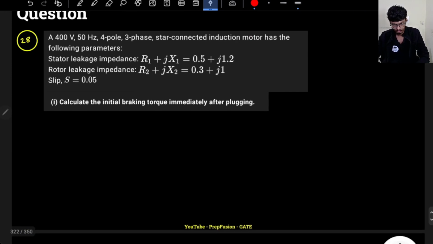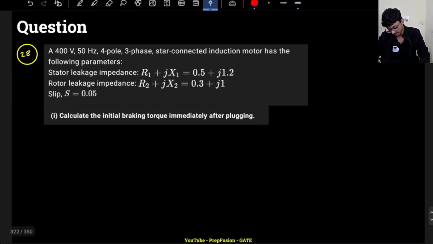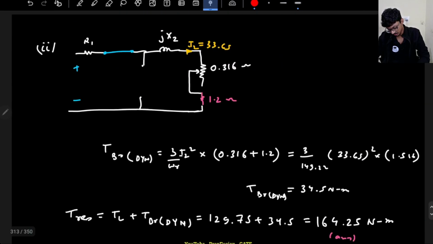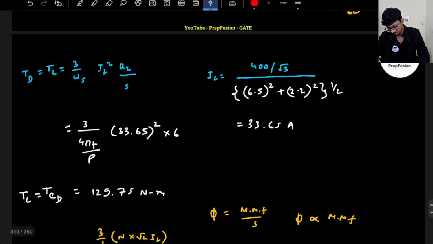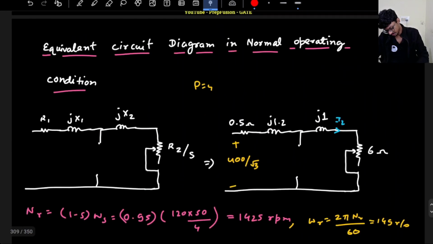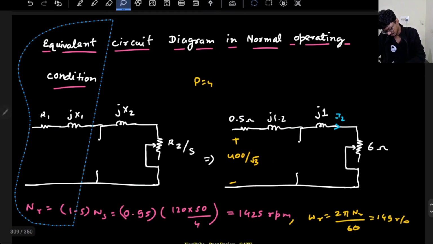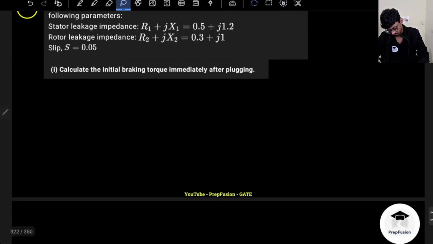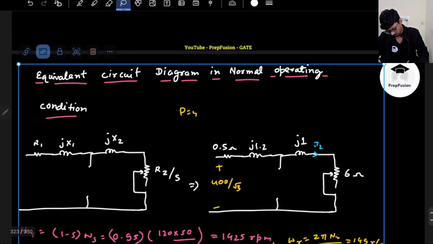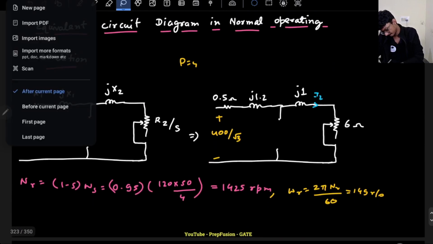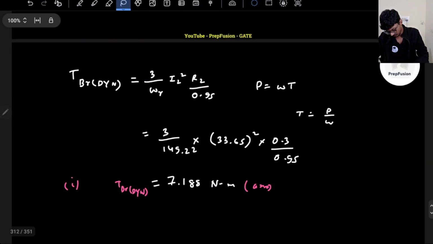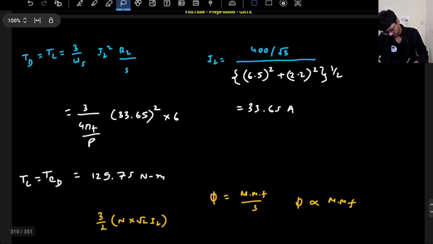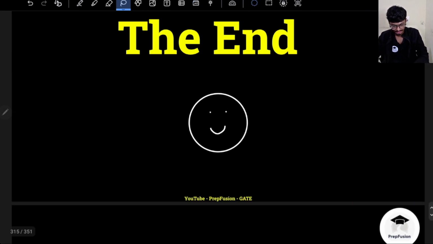Okay. So now let's solve the same question, right? Same question as the previous one, but here we have to calculate the initial braking torque after plugging. So basically the first part will be the same: the calculation of the current, the calculation of the load torque, that will not change because the circuit itself has not changed. So I'll copy and paste this thing. Basically whatever value was coming, this value will be the same. This developed torque, the load torque 129.75, will be the same. This will not change because the data is the same. I have not changed anything.